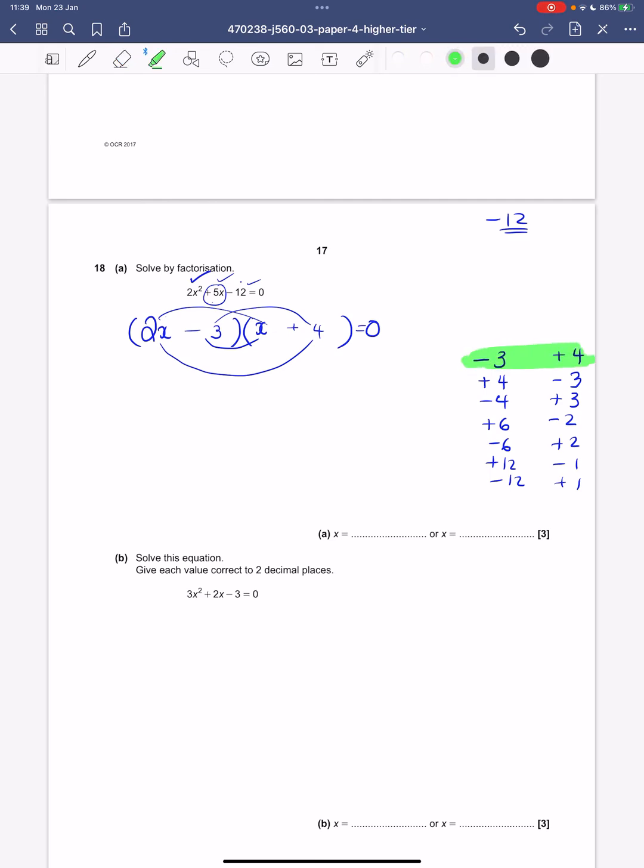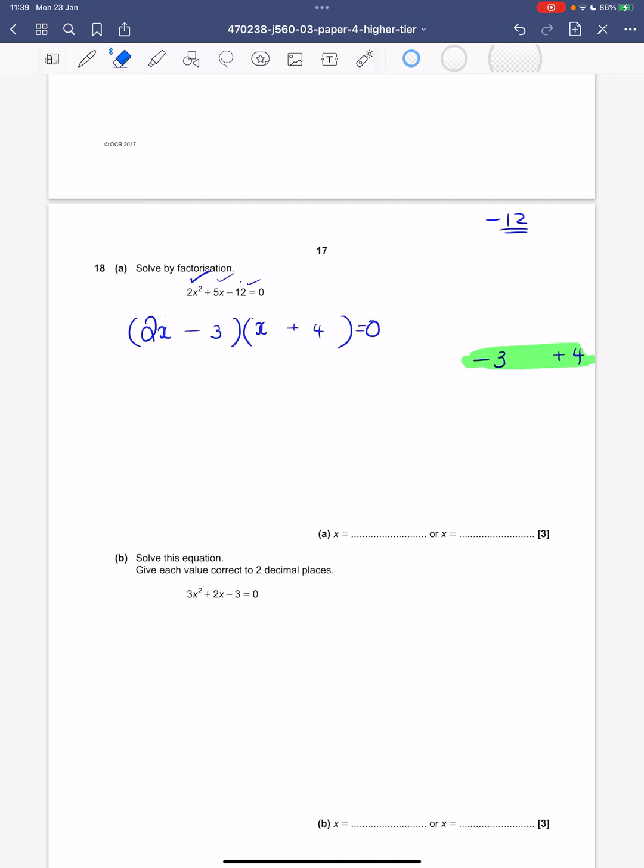Okay, there's only one answer, so all these others could be rubbed out. So that's one way of factorising it, trial and improvement. Now you do start running through these quite quickly in your brain with practice. I went through them more systematically there. Now another way to do it, one algorithmic way that I used to teach when I was a teacher. So if we've got 2x squared plus 5x minus 12 equals 0.